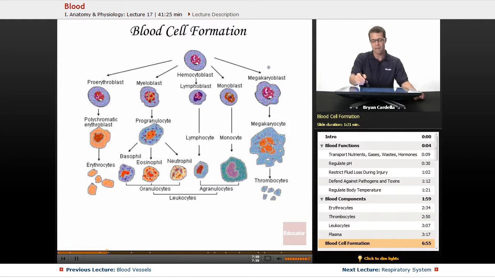And finally, megakaryoblasts turn into megakaryocytes, and eventually the split up portions of that end up being thrombocytes, which are platelets. And all of these originate in bone marrow and end up in your bloodstream every second of every day of your life.